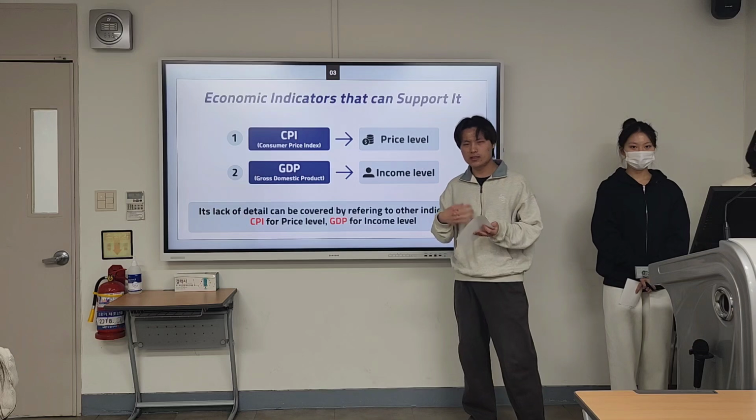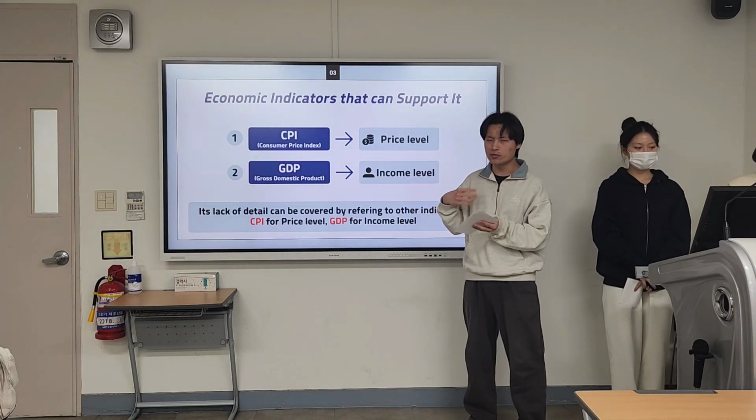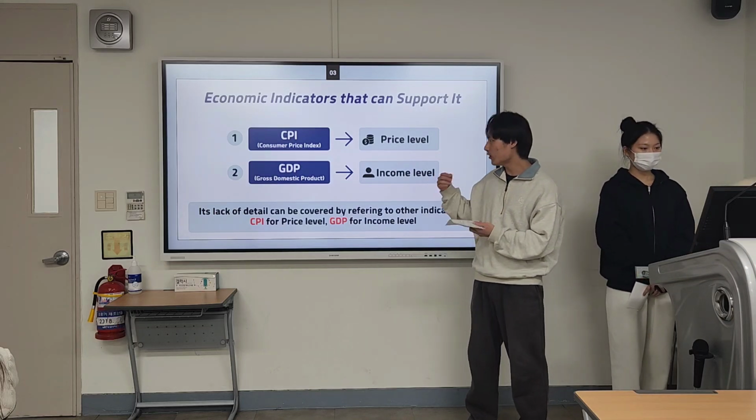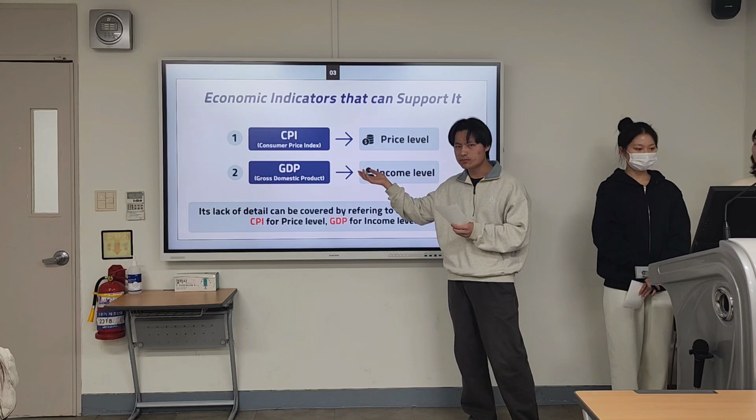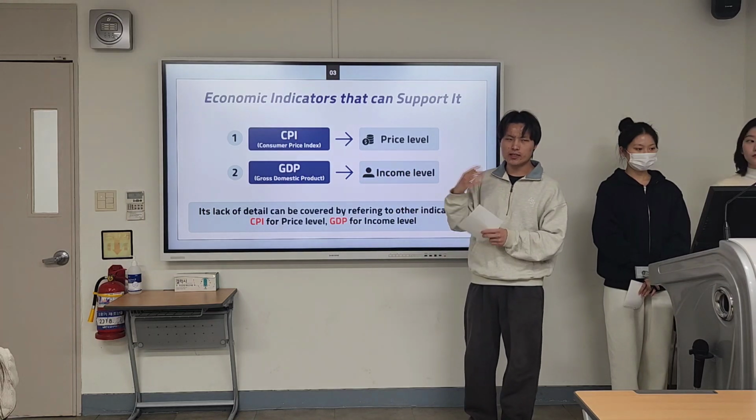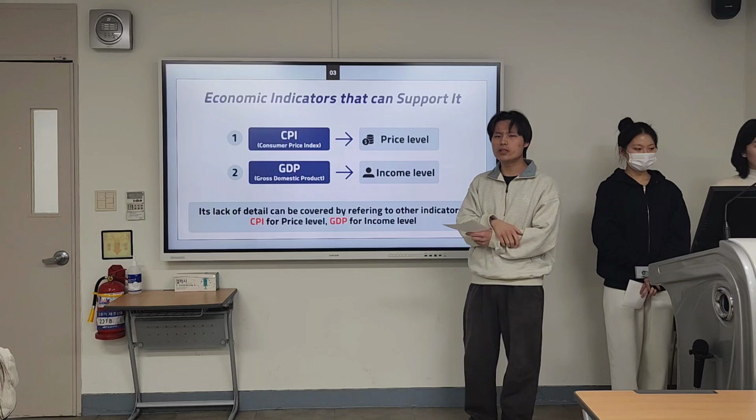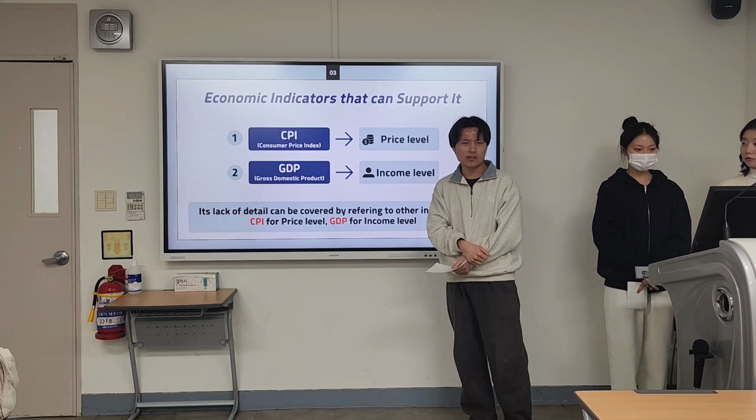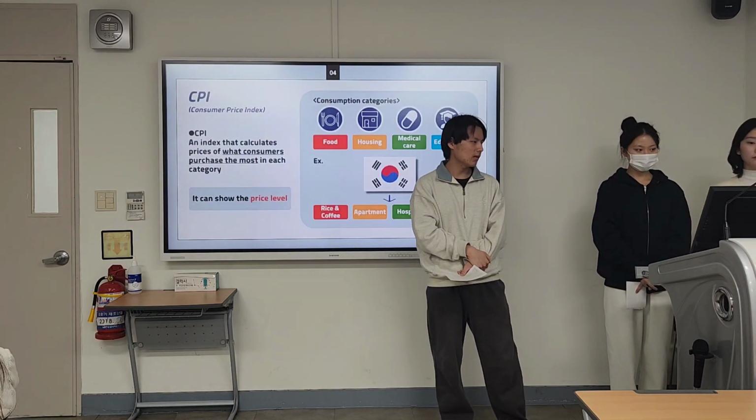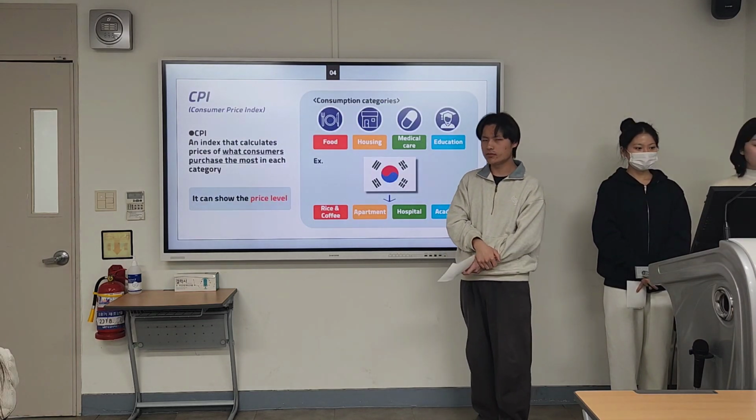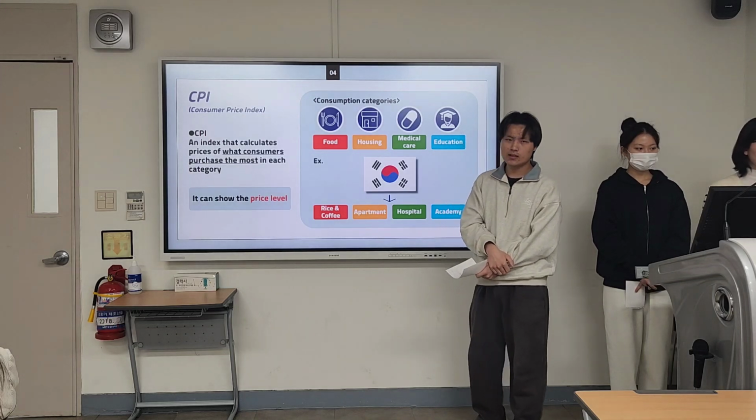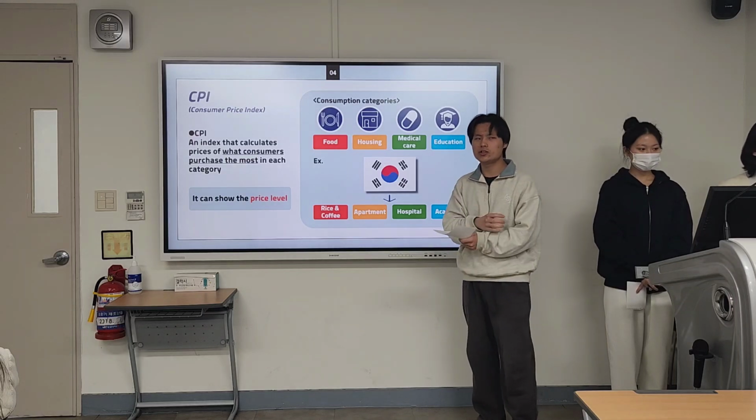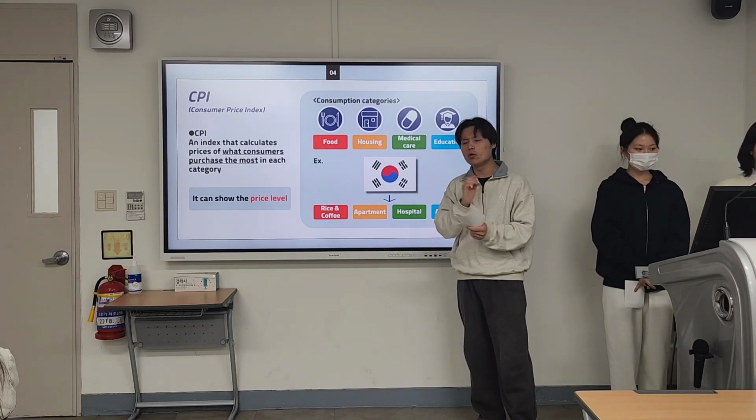So we are going to introduce two indicators that could be helpful to calculate the exchange rate with the Big Mac Index. The first one is CPI and the second one is GDP. We are going to explain what they are and how they can complement the Big Mac Index. The first one we are going to introduce is CPI. CPI stands for Consumer Price Index, and it is an index that shows fluctuation in the price of what consumers purchase.